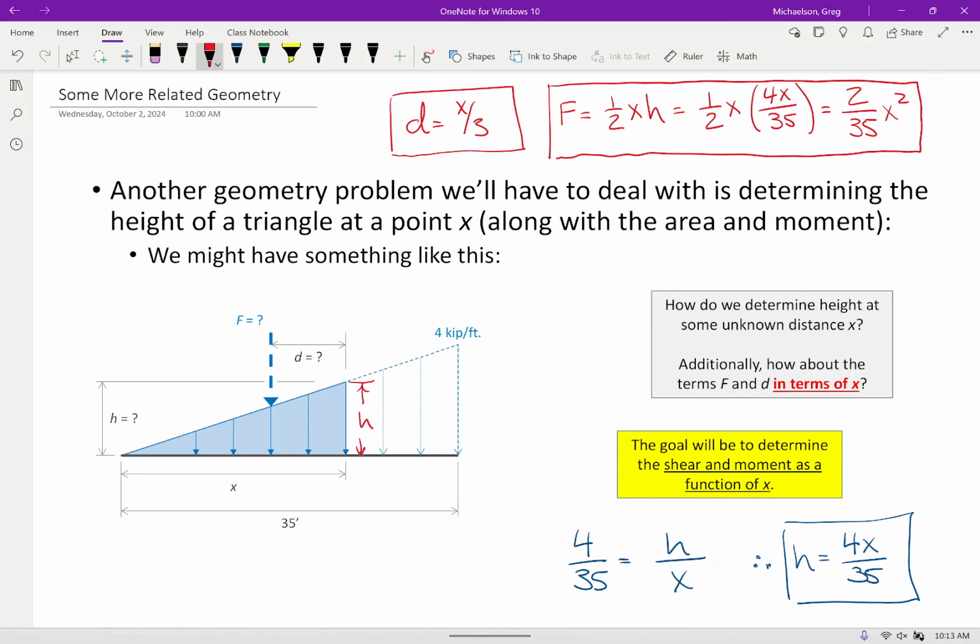0, right? But what would that mean? Let's take a step back. What would it mean for x to be 0? It would mean that I'm cutting the section right there, right? If I cut the section right here and look to the left, there's nothing there, right?